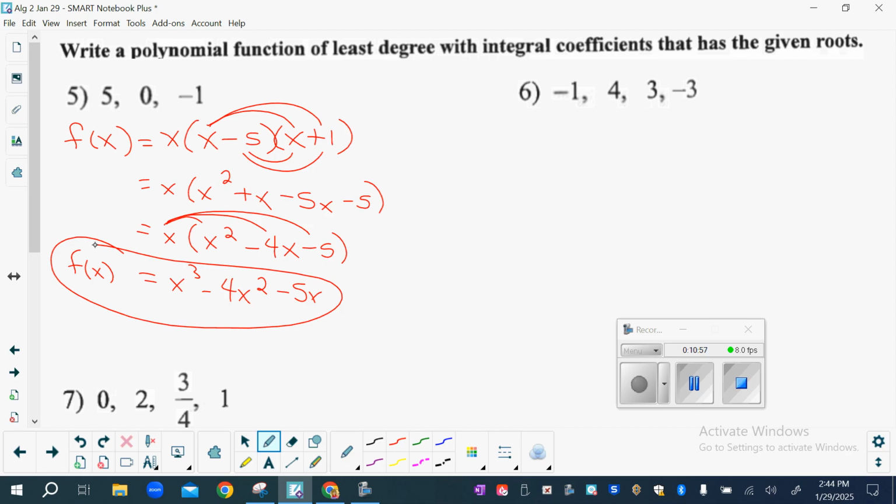Okay. So now let's put the next one in factored form. This group back here, tell me the factored form on the next one. f of x is equal to x plus 1. Good. x minus 4. x minus 3. x plus 3. Okay, so this time we have 4.